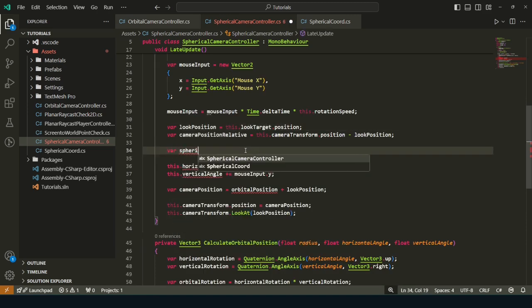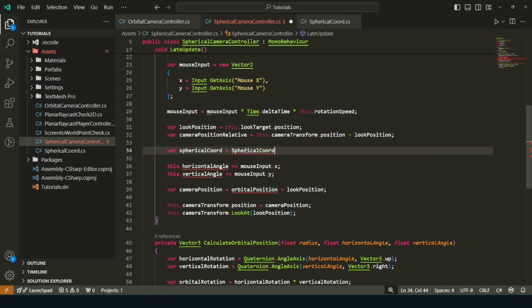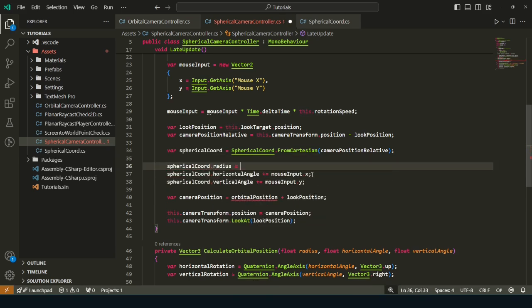Okay, now my spherical coord from Cartesian, camera position relative. Because again, we're passing in a relative position around something, it doesn't matter what. And spherical coord, horizontal angle, vertical angle. Let's also set the radius here because we can do that. This is all very convenient to do in this space.